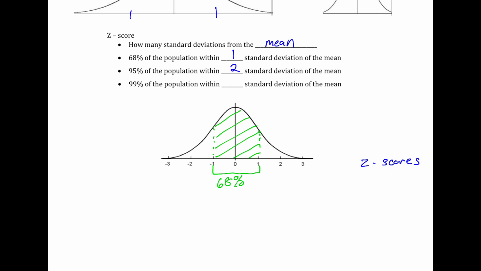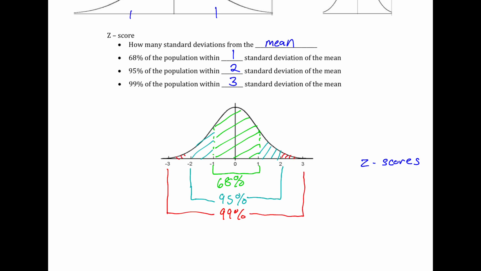95% of the population is within 2 standard deviations. So if we go 2 standard deviations away, we get 95% along here. So all the green plus all the blue ones, or this little teal ones at least, that's now 95%. And 99% is within 3. So within 3, you basically have everything. So that's everything. Got nice and colored in there.